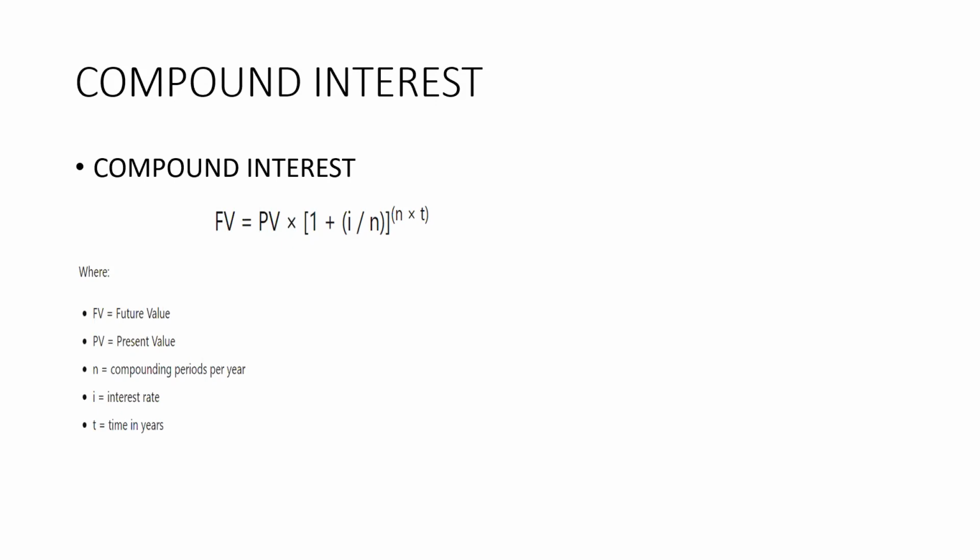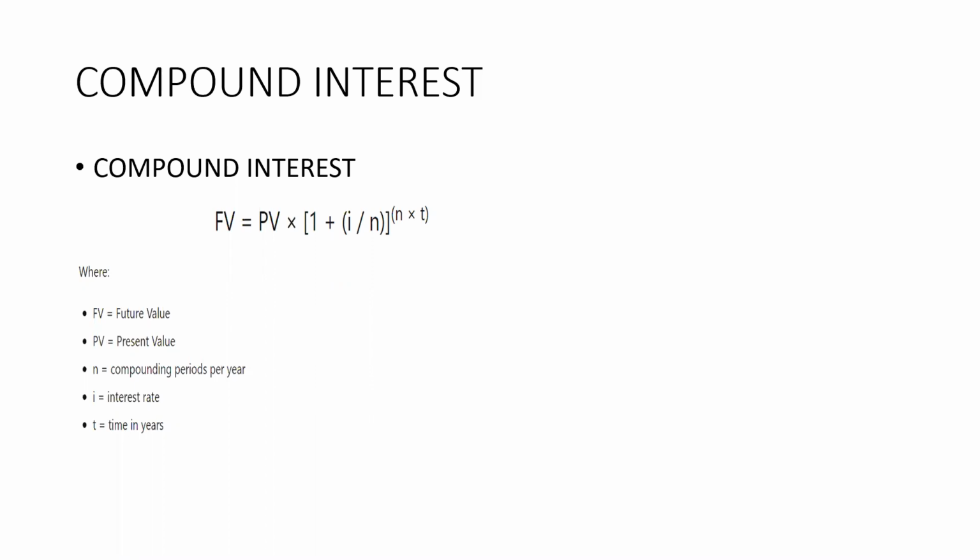So compound interest is given as present value times 1 plus I over n, all raised to the power n times t. Now, I'm quite sure the one we know from secondary school is future value, which is the compound interest, equals present value, which is the principal, into bracket 1 plus R over 100, all raised to power n. So it's the same formula, but this is more explicit than the one we know from secondary school.